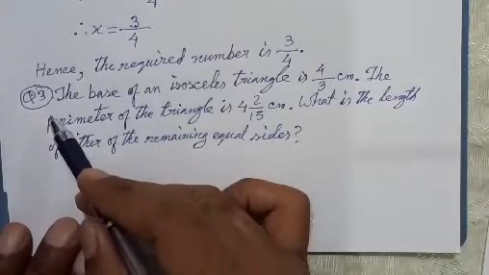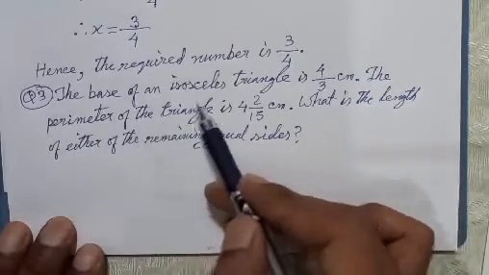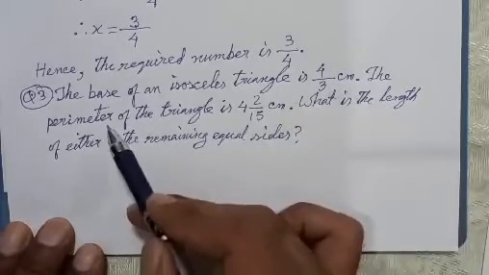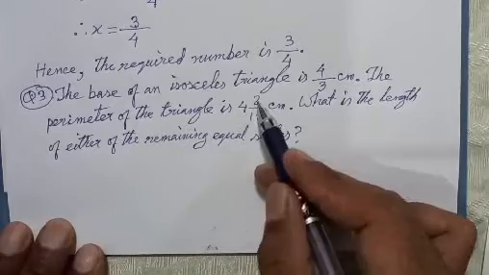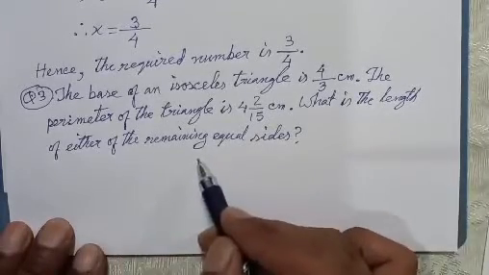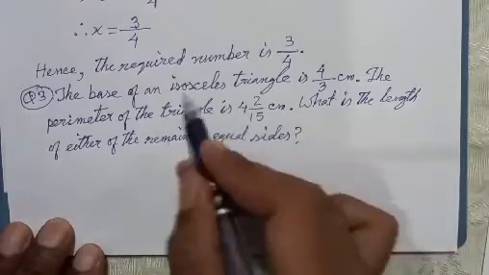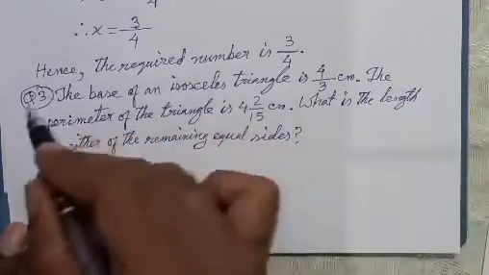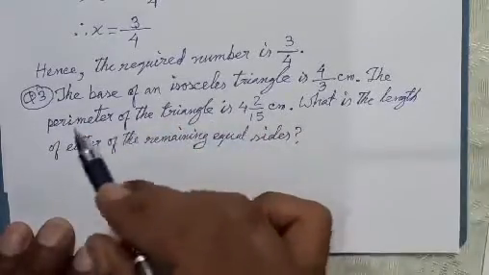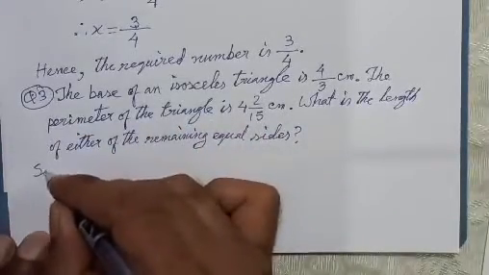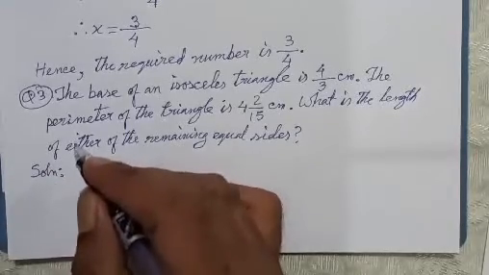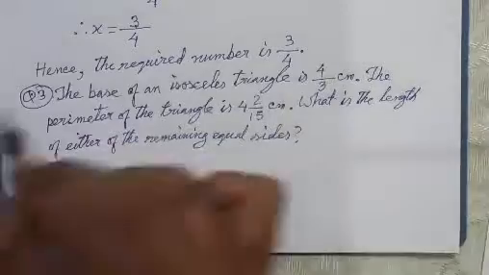Question number 3. The base of an isosceles triangle is 4 by 3 centimeter. The perimeter of the triangle is 4 whole number 2 by 15 centimeter. What is the length of either of the remaining equal sides? Let us study this question first, and we need to understand the question very well. After that, we can solve it. Without understanding the question, we are not able to solve it. So once again, let's study this question.